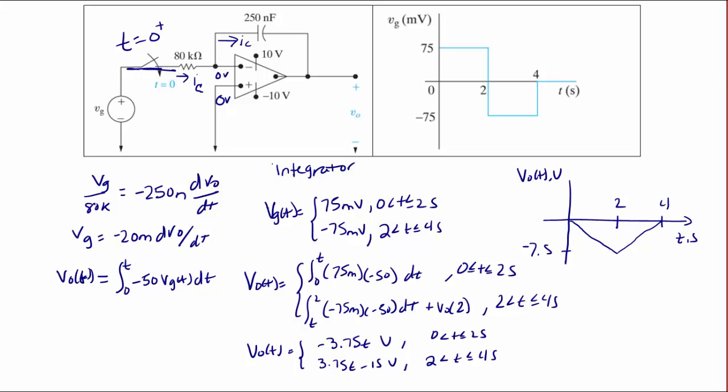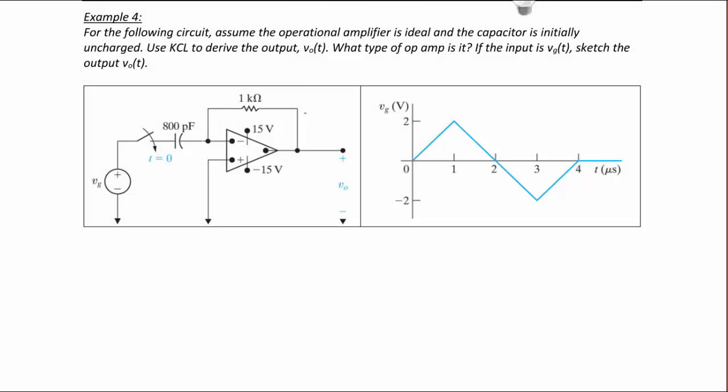And this concludes example 3. For the following circuit, assume the operational amplifier is ideal and the capacitor is initially uncharged. Use KCL to derive the output V0 of t. What type of op-amp is it? If the input is VG of t, sketch the output V0 of t.